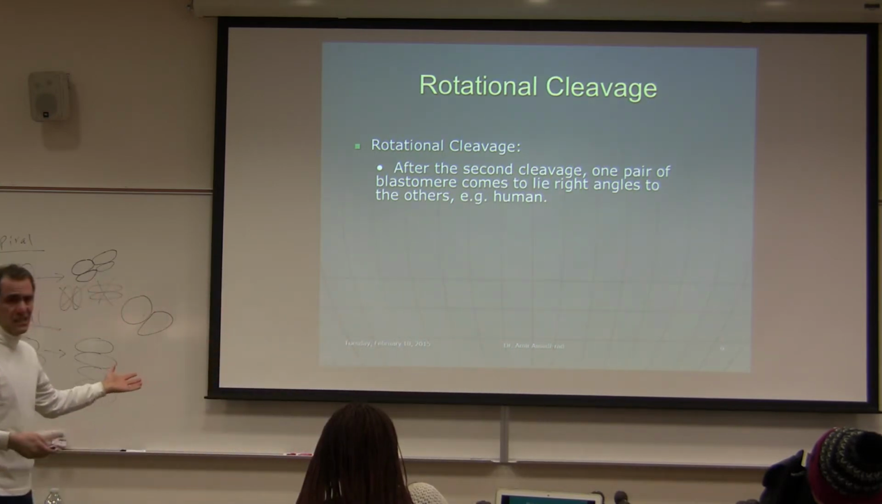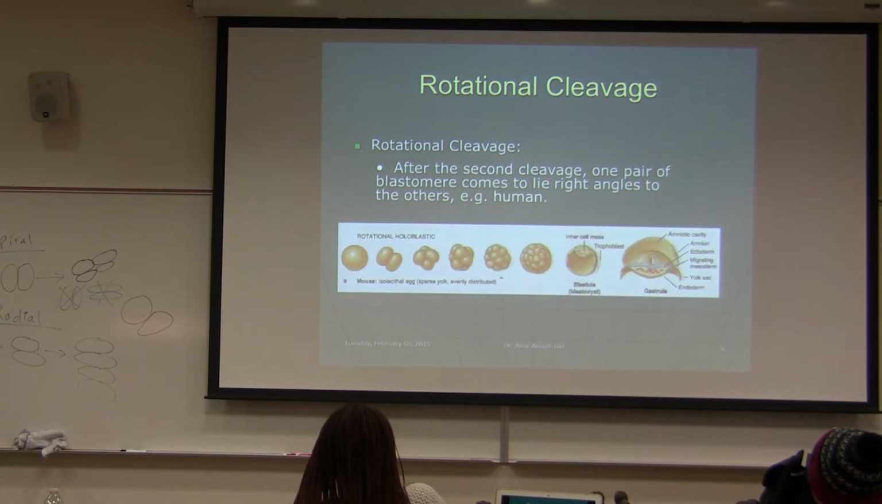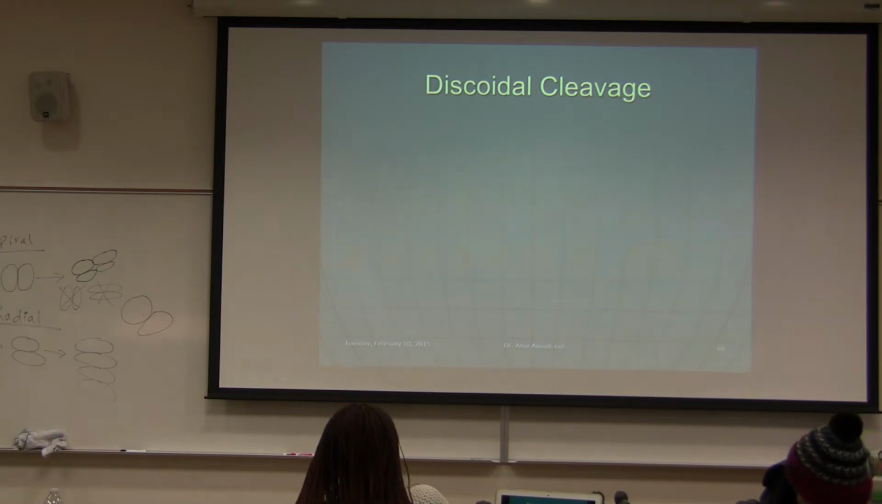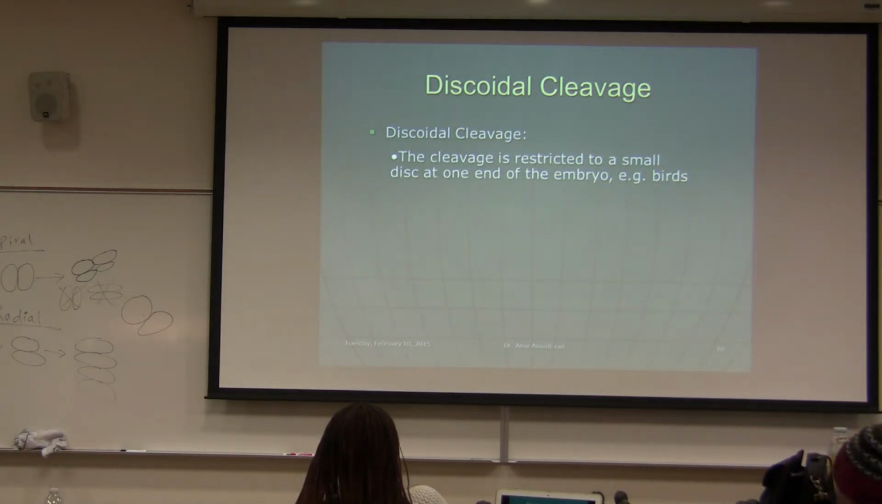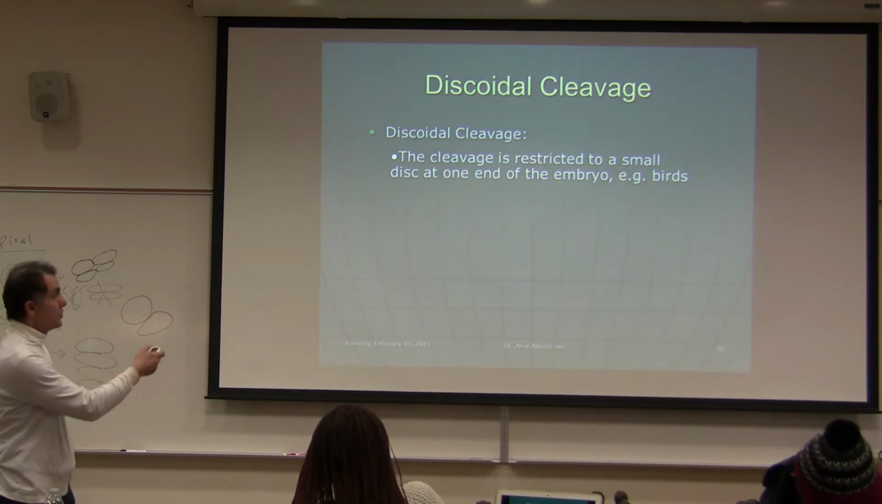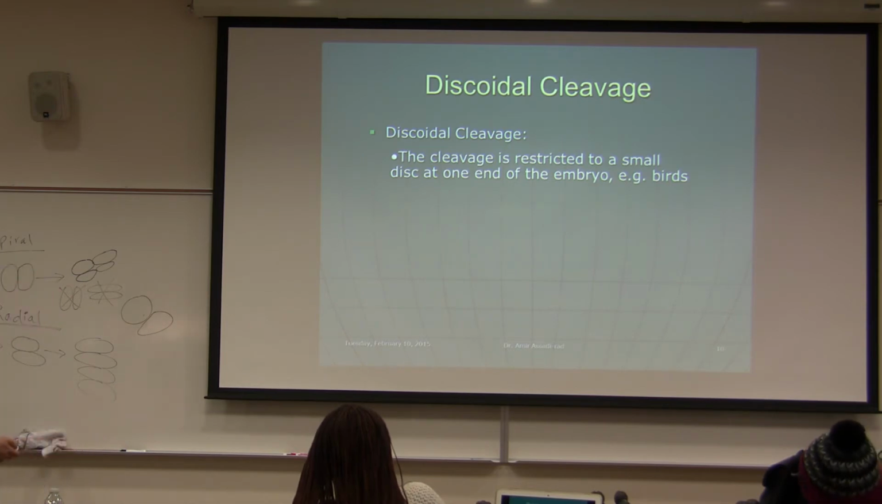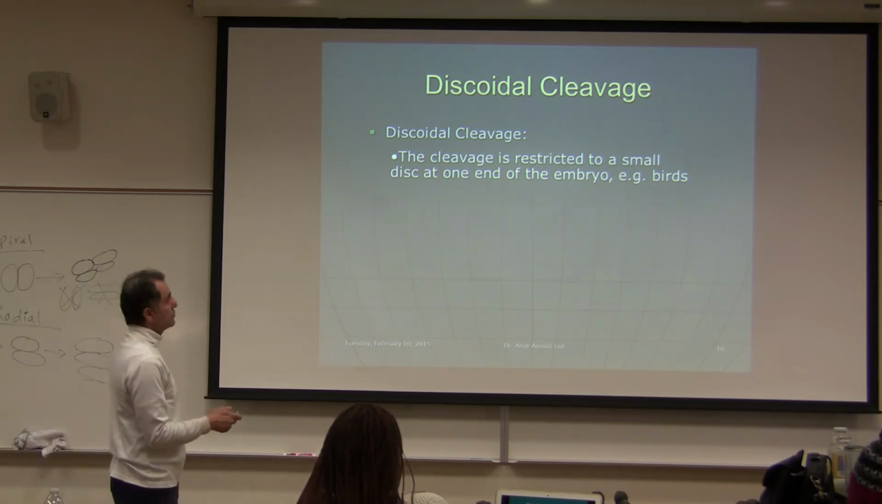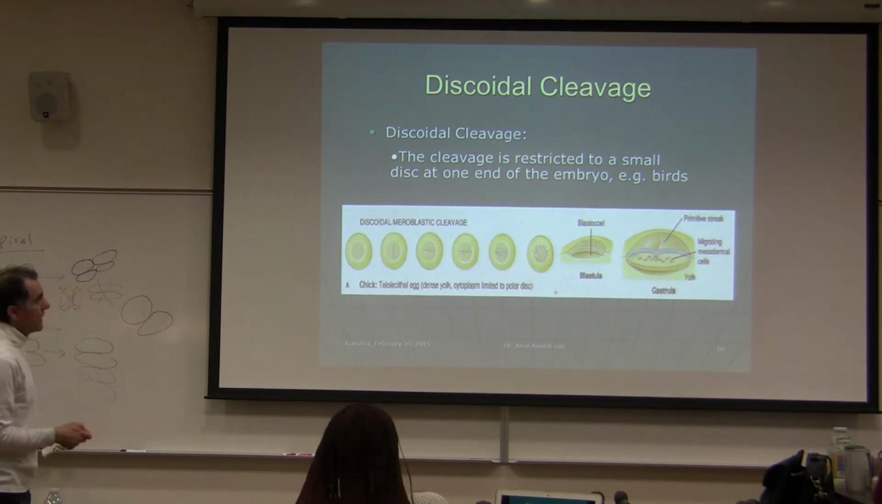The other two are easy. I will go over that. So here's a right angle. They're showing it to you, and of course that's discoidal. The cleavage is restricted to a small disc at one end of the embryo. You don't have to worry about vegetative pole and animal pole on these two. You just determine whether it's horizontal or vertical. No big deal there. The cleavage is restricted to a small disc at one end of the embryo, like birds.